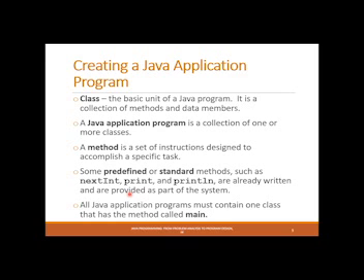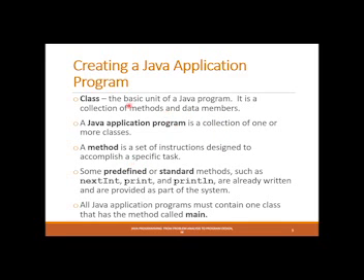What is class? Class is the basic unit of a Java program. Therefore, a Java application program is a collection of one or more classes. Class is also considered a collection of methods and data members because within a class, we have one or more methods, and one or more data members.